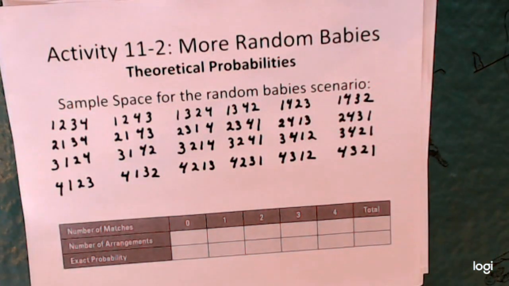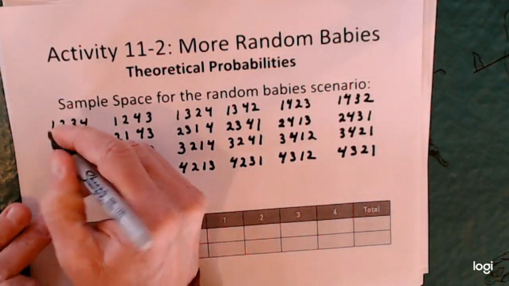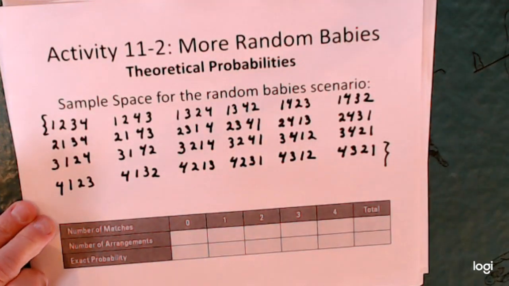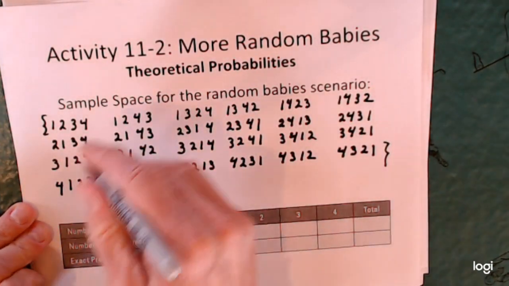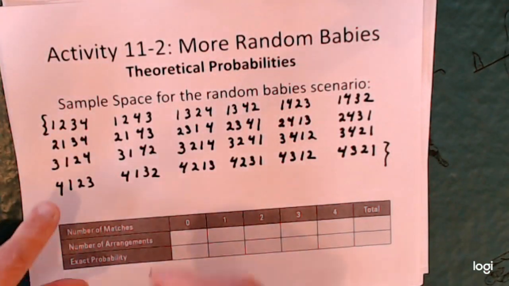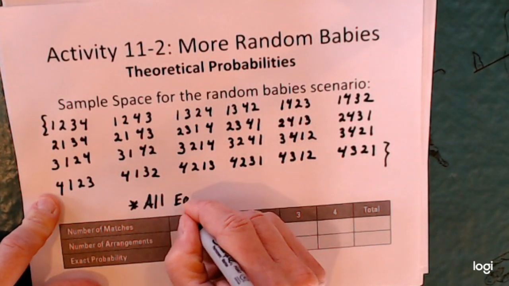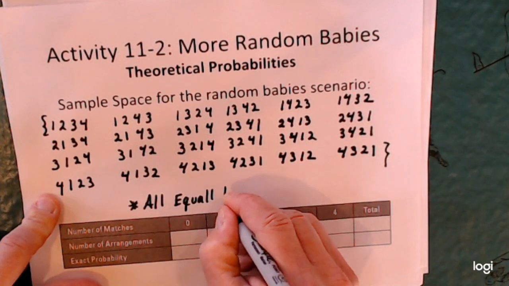And those are all the possible ways that I could have laid out those numbers. So this is our sample space, and it's a set of all the outcomes. It should probably have commas in between because it's a set. But the point is, these are all equally likely.